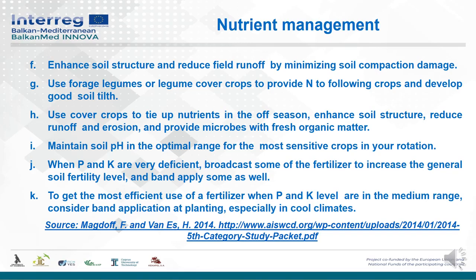When phosphorus and potassium are very deficient, broadcast some of the fertilizer to increase the general soil fertility level and then apply some as well. To get the most efficient use of a fertilizer when phosphorus and potassium levels are in the medium range, consider band application at planting, especially in cold climates.